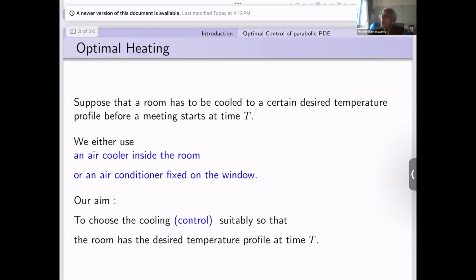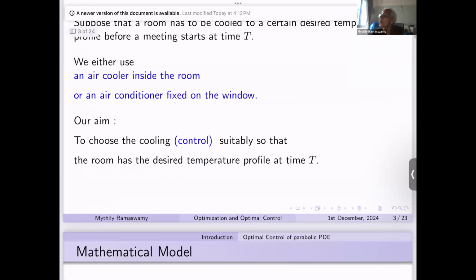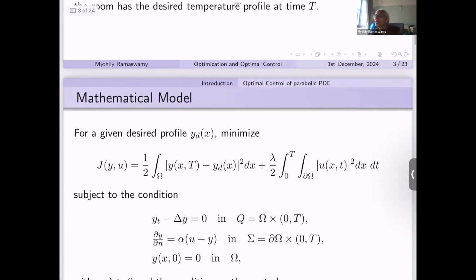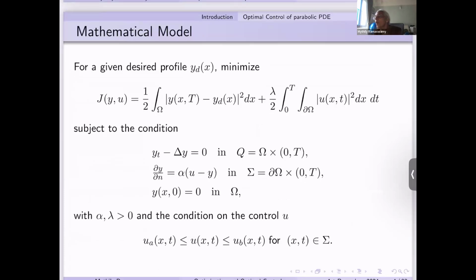So let us try to model this problem mathematically. For a given desired profile, yd of x is given. That is your desired profile you want to reach in time t.